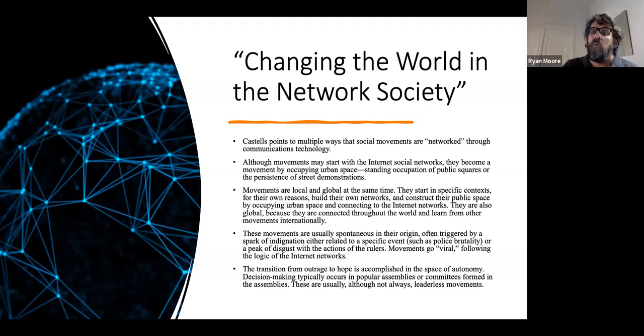So the title of the book is Networks of Outrage and Hope, and Castells tries to end it by looking at sources of hope, to end it on a note of optimism. And where he finds the hope is in these spontaneous, decentralized, autonomous, democratic communities and these assemblies that spark up in urban space and that are a model of a more democratic society, in which people have a greater voice and are more able to participate in the decisions that affect their lives.